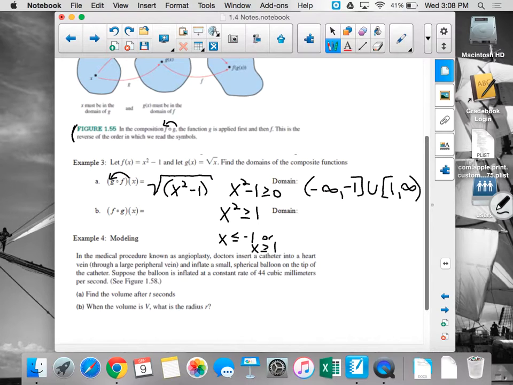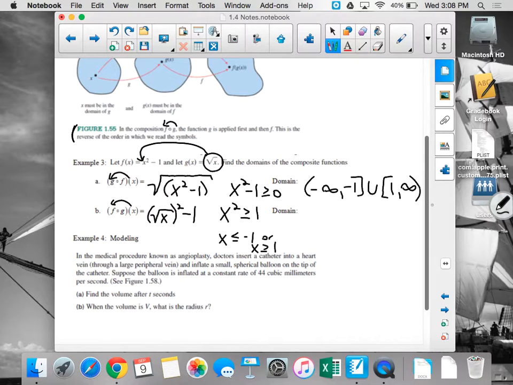Now let's do letter B, where it says let's take this g of x and now put it into the f of x instead. So my f is x squared minus 1. So wherever there's an x, I'm going to substitute my square root of x. I'm going to take this and throw it into wherever there's an x. That's how you create a composite. So I'm going to have square root of x, that quantity squared, minus 1. Now, this is fine, again, to leave it this way.